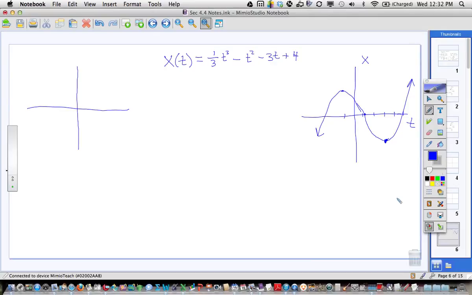The slope is zero right here, right? Everybody agree with that? The slope of this graph is zero right here. Now what does that tell you about the particle? The particle is stopped. Its velocity is zero. Now since it's going horizontally only, that would be its horizontal velocity.